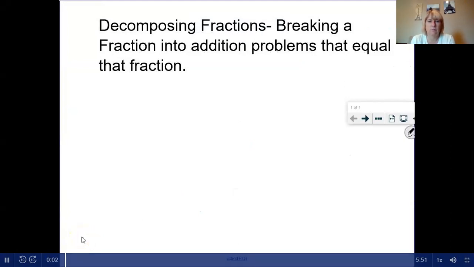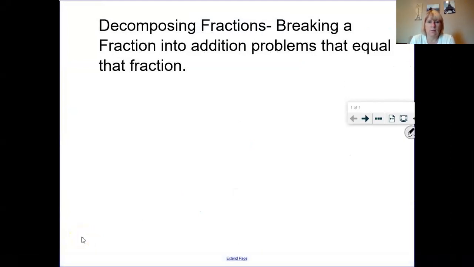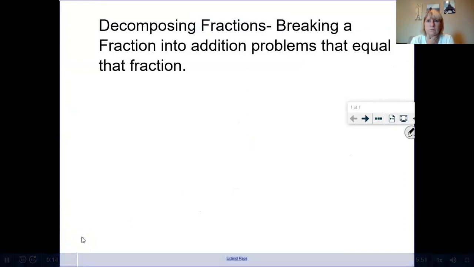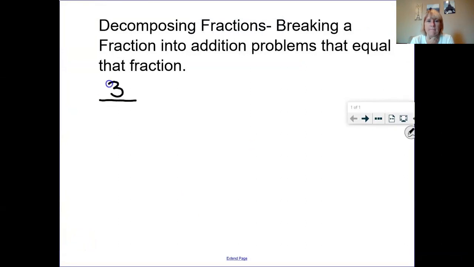Hello, today we are going to be talking about decomposing fractions. This can be very easy if you pay attention, and it also is going to make adding fractions a lot easier. So decomposing fractions is when we break a fraction into addition problems that equal that fraction. So our fraction that we are going to look at first is 3/5.